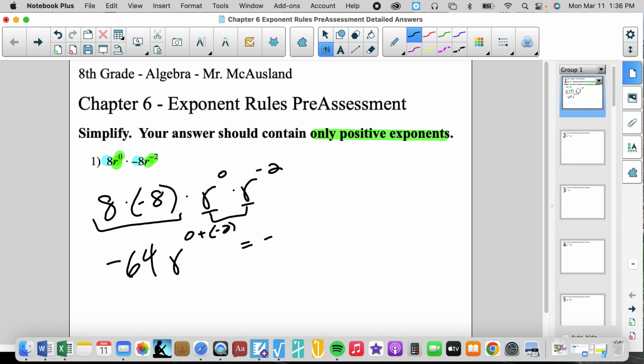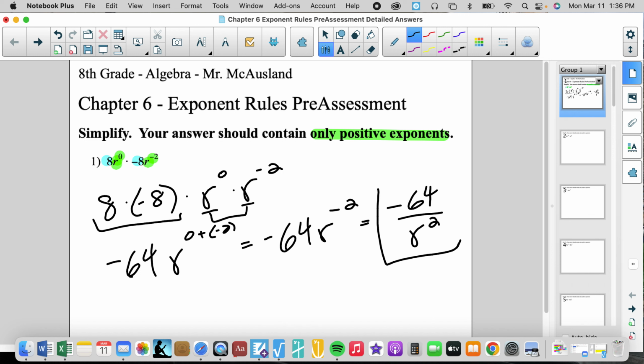And so that gets simplified to, now this could be an answer. You might see that in high school. This would be your first stage. And then we have to deal with the fact that it's a negative exponent. So changing that moves the base of that negative exponent, which is r, and we're going to go there. So we get negative 64 over r squared.